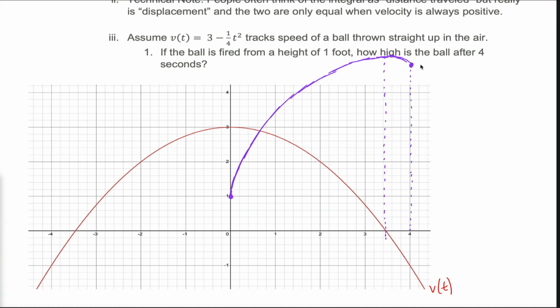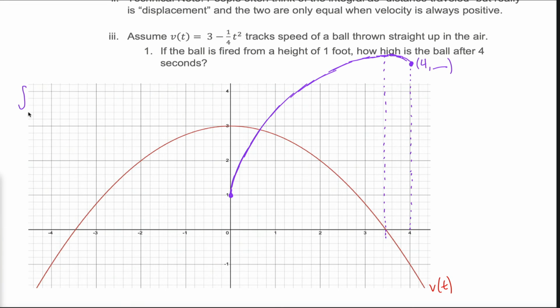What I'm trying to figure out is how high is this ball? The x coordinate of the graph in purple is 4. What I want to know is what is the y coordinate of the graph in purple? That's really hard to figure out because we don't know the equation of the graph in purple. But good news, we can figure it out. The ball starts out at a height of 1 foot, and since we know the velocity function, we can use the definite integral to figure out the displacement of the ball.